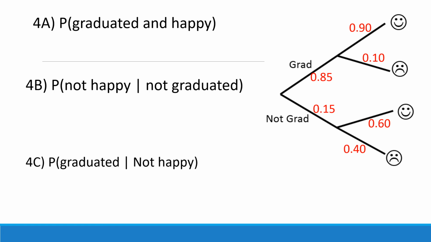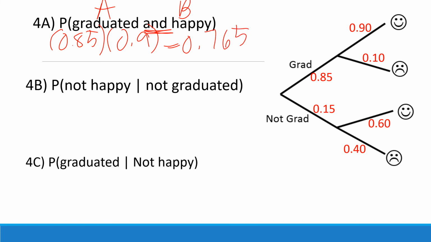Okay, so you can look at some of these answers on the tree, but for A, it's asking you for the probability that they graduated and happy. The "and" is important here. Remember back to multiple events, where if we see the word "and," it means we're going to multiply. So we multiply the probability that they graduated, which is 0.85, by the probability that they are happy, which is 0.9. This gives me 0.765, which is a 76.5% chance that they graduated and are happy.